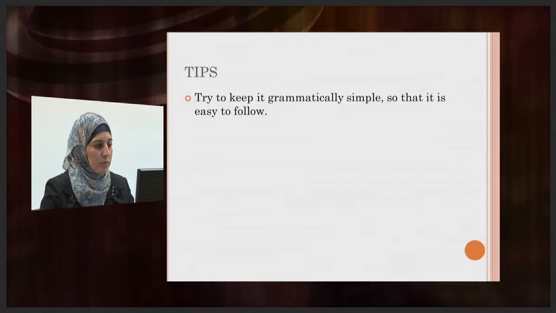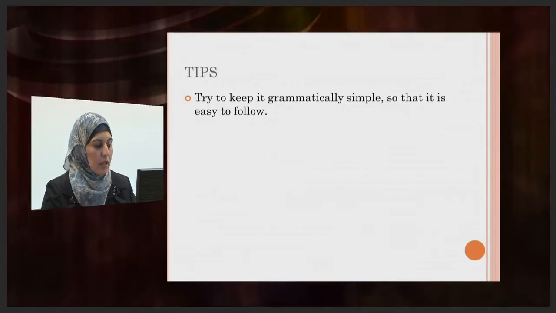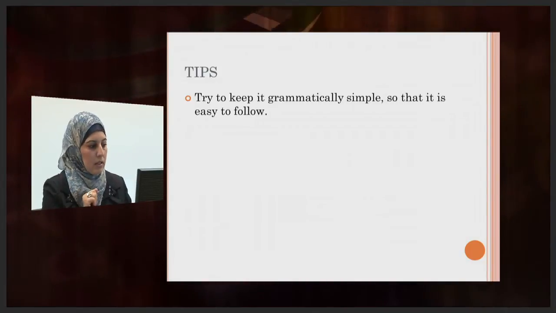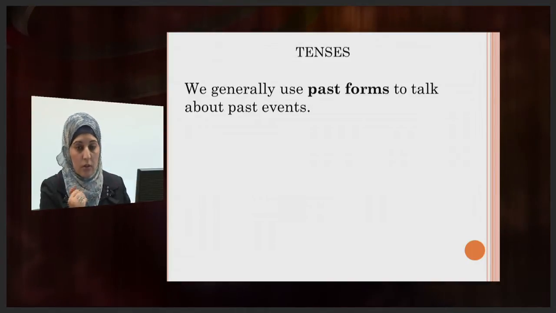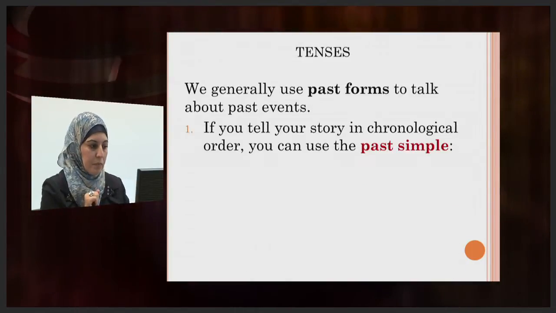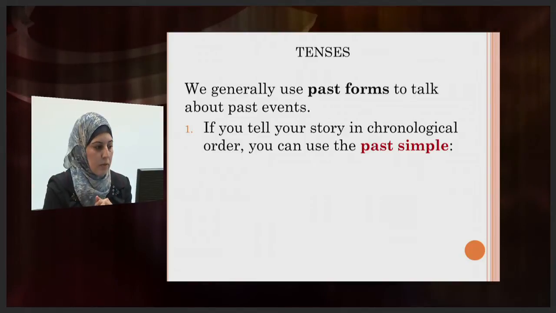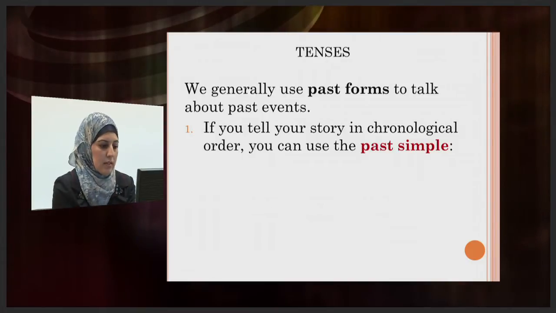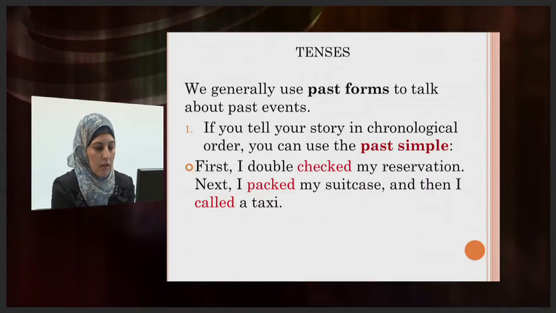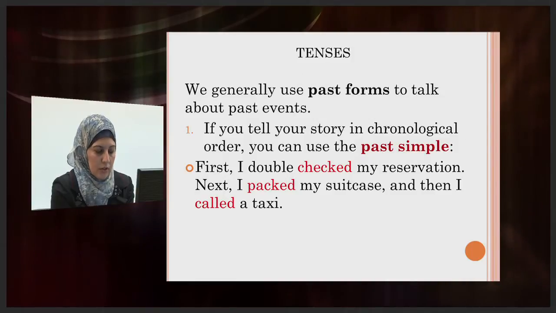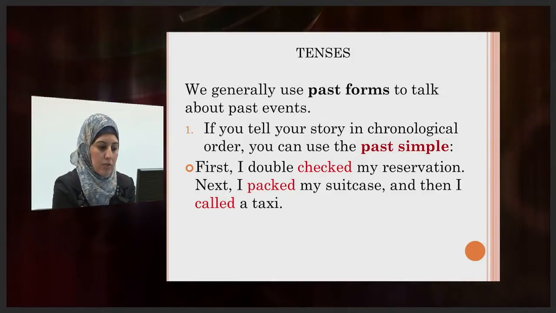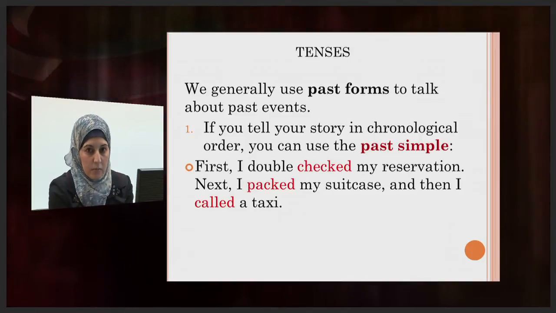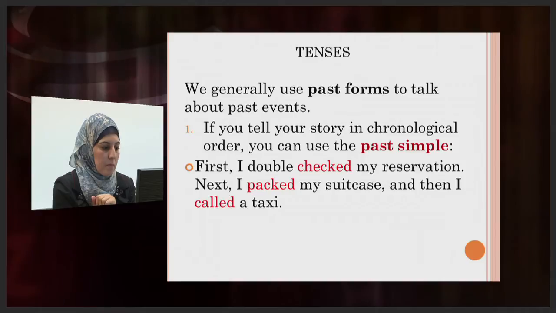More tips for storytelling include, try to keep it grammatically simple so that it is easy to follow. In general, we use past forms. You may use past simple if you tell your story in a chronological order, as in this example. First, I double-checked my reservation. Next, I packed my suitcase. And then I called a taxi. So, very simply, use past simple.